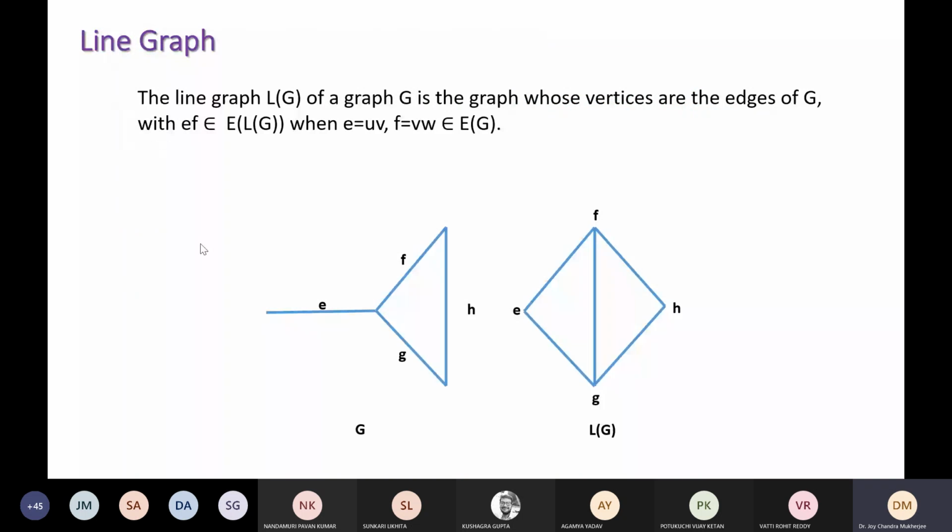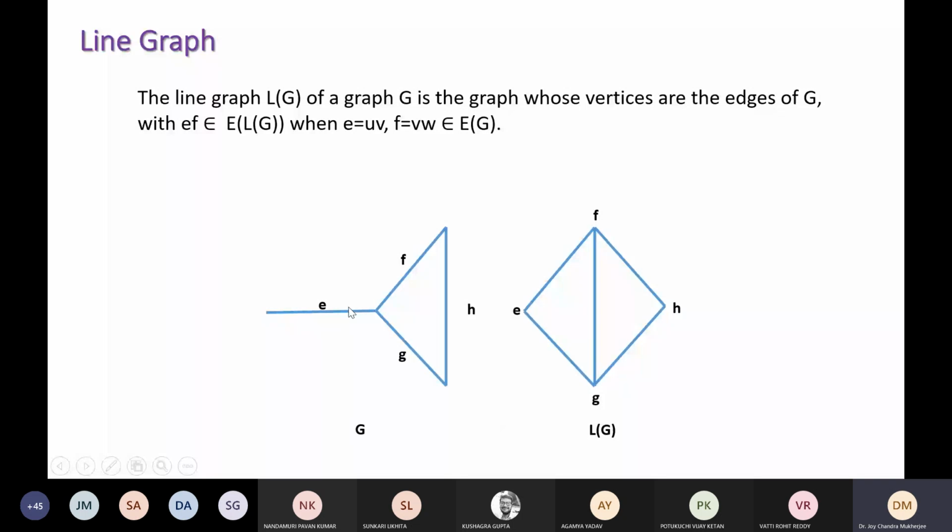Now there is an important concept, the line graph. What is a line graph? Basically, if you look at this picture, suppose this is the graph, then its corresponding line graph is this. A line graph is one where every edge in G will be represented as a vertex in the next graph. Like E is an edge, E is a vertex. F is an edge, F is a vertex. H is an edge, H is a vertex. G is an edge, G is a vertex.